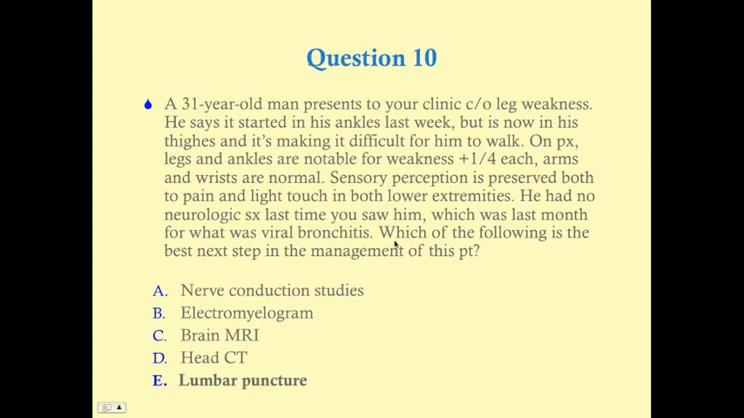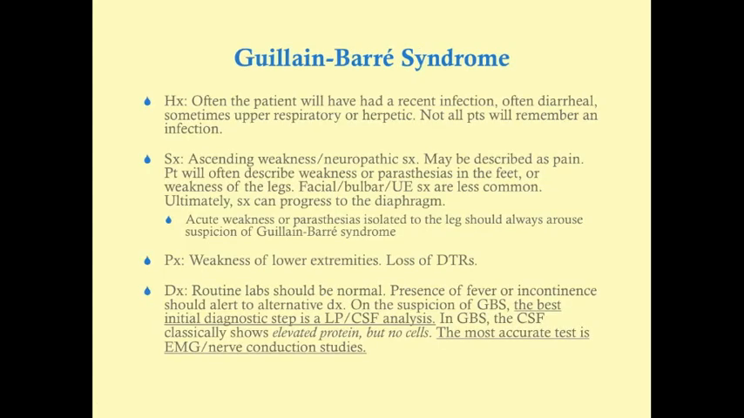So Guillain-Barré syndrome, the history, often the patient has had a recent infection, but don't rely on that because not all patients remember. A lot of times the infection is diarrheal because the most common pathogen associated with Guillain-Barré syndrome is Campylobacter. But sometimes it can be upper respiratory, or it can be a herpes infection or other infection. And sometimes the patients won't remember an infection. So that can be part of the history, but you can't really rely on it.